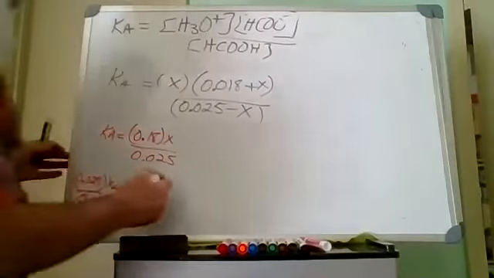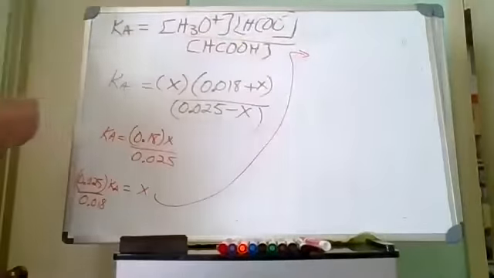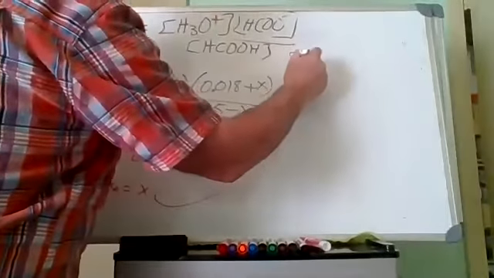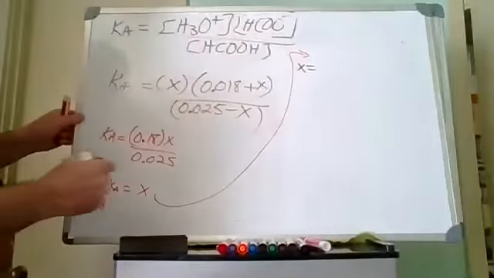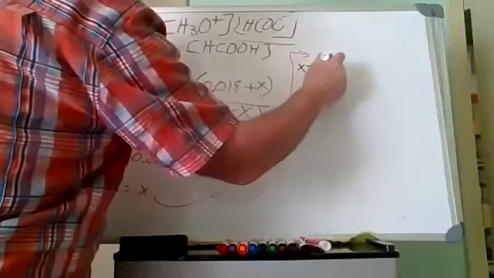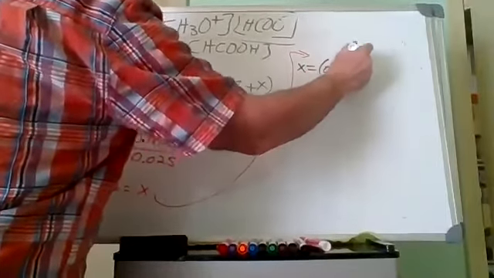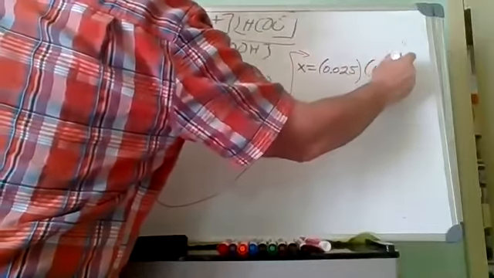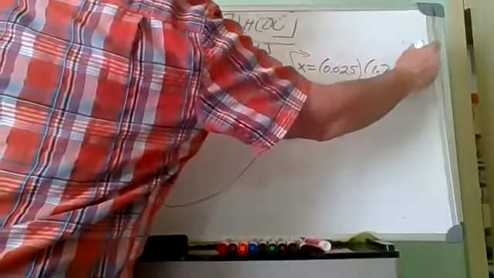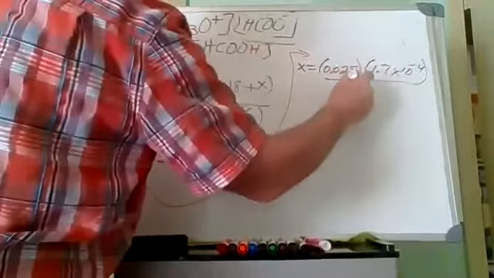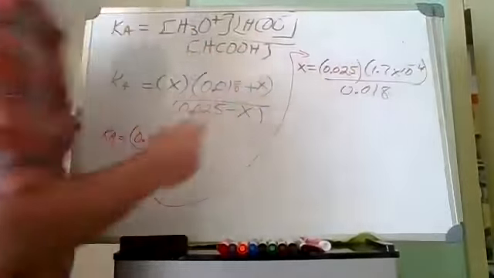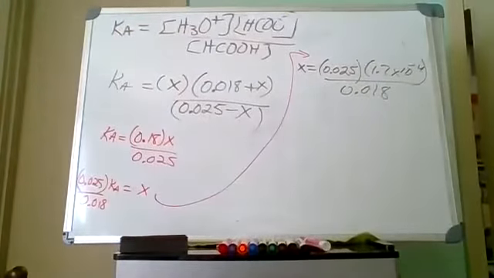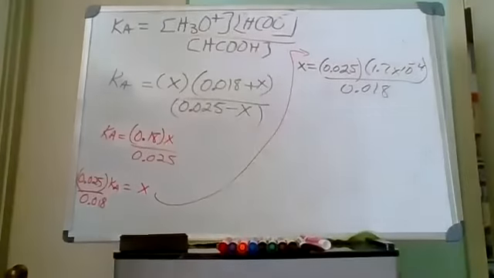So we're going to bring this up to here. So we'll plug in the value for Ka. So X is equal to 0.025 times Ka, which is 1.7 times 10 to the negative fourth divided by 0.018. Okay, let's see, what was it we were actually asked to find here? The pH of the solution.